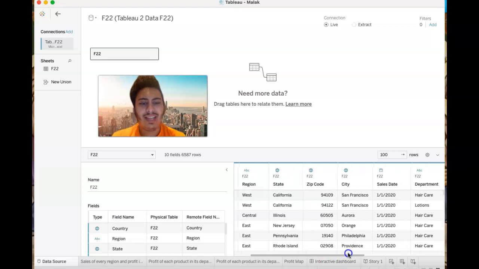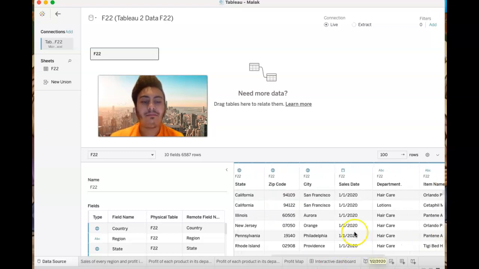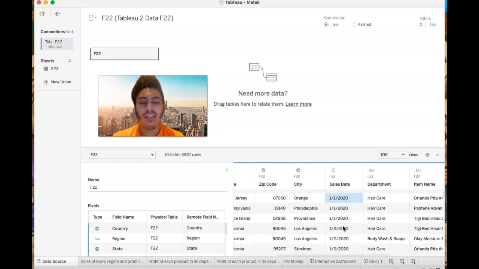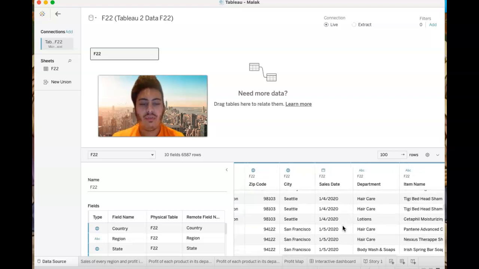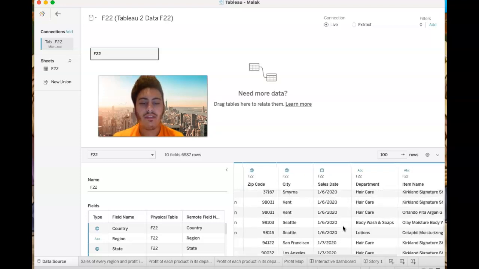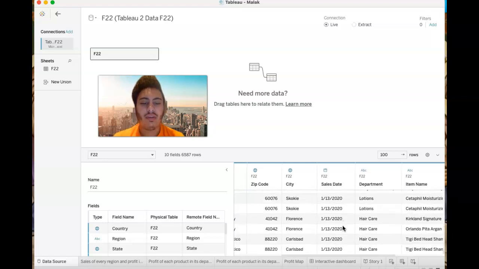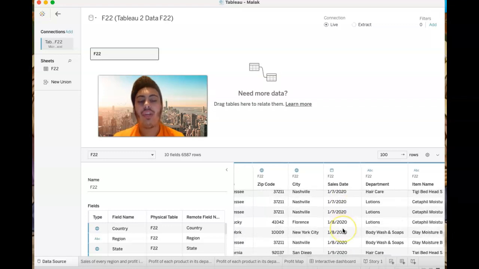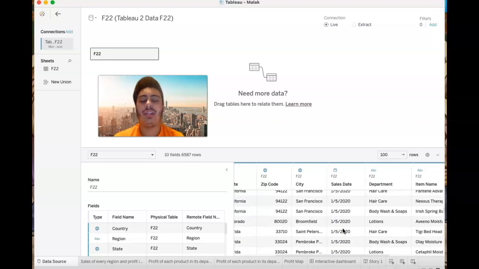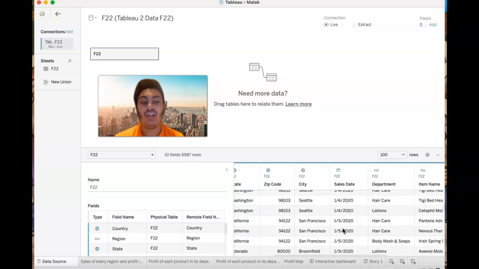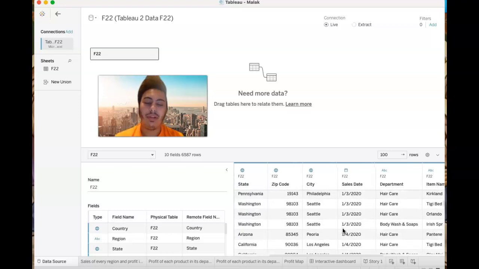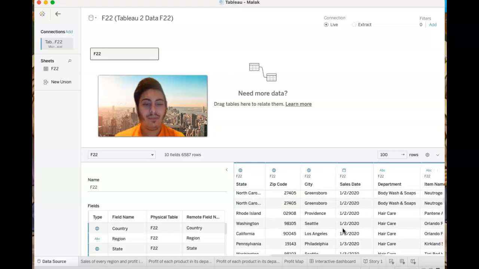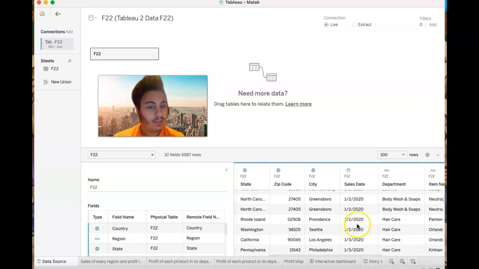And the second one is the sales date. The sales date is all in one month. If you can see, it goes January 2nd, and the 3rd, 4th, 5th, 6th, 7th, 8th, 9th, 10th, 12th, 13th, and so on. It only gets to 13, and it's only in January. So there's not many dates or years you can look at. It's not very useful to us.